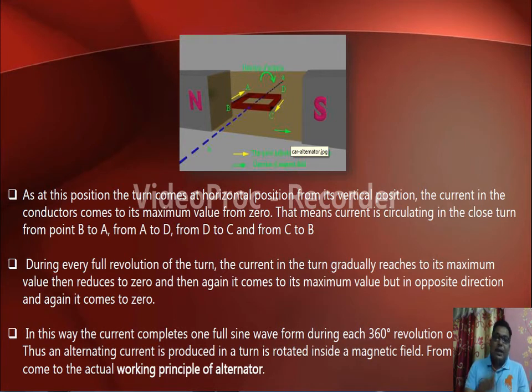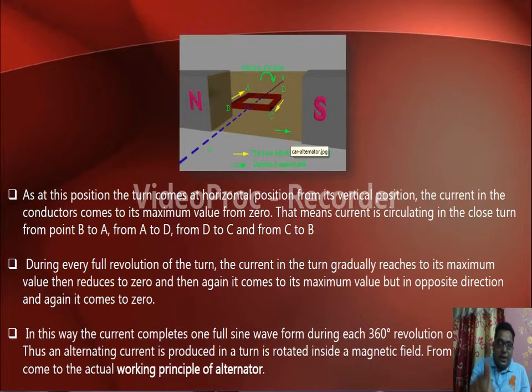The problem is the current direction is reverse, because in the previous case we have seen that the current is flowing from A to B and from C to D, and here the reverse current is flowing. So if we just imagine the waveform of a sinusoidal component, we can see that first it is 0, then it comes to maximum, then it decreases to 0 again, then it goes to the negative maximum, and again it is 0. So this is a complete cycle.